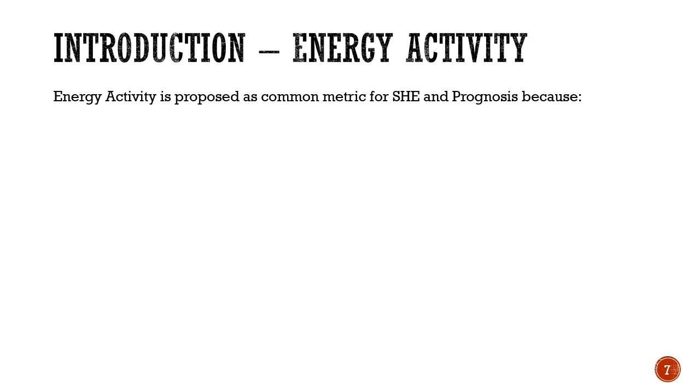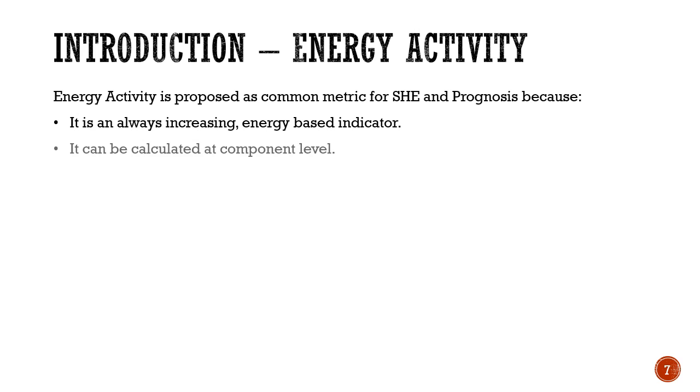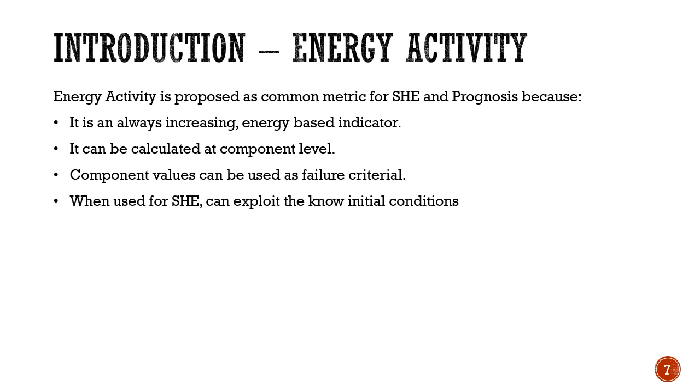So, in this work, energy activity is proposed as a metric for health estimation and prognosis because it is an always increasing energy based indicator that can act at component level and can use component values as failure criteria. Also, the initial conditions that are known can be used for health estimation using energy activity.